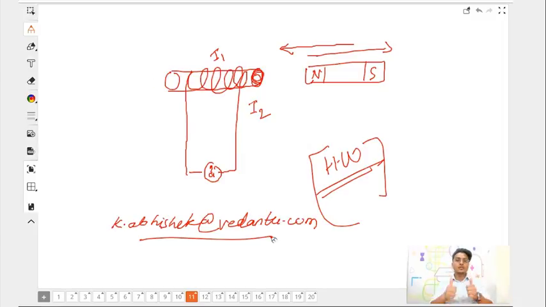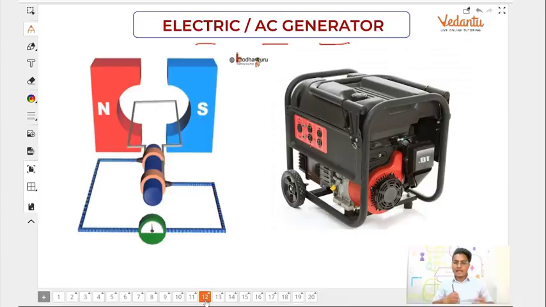Great, guys. Awesomely well done. Now I believe all of you are completely focused. Everyone remembers all that we studied till now. So let's jump on to the final concept today. Completely energetic, we are going to understand the concept of the electric or AC generator.